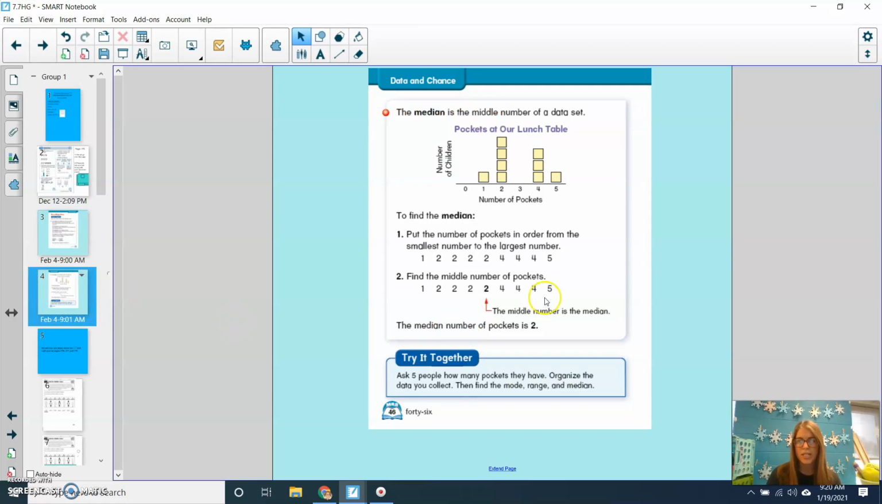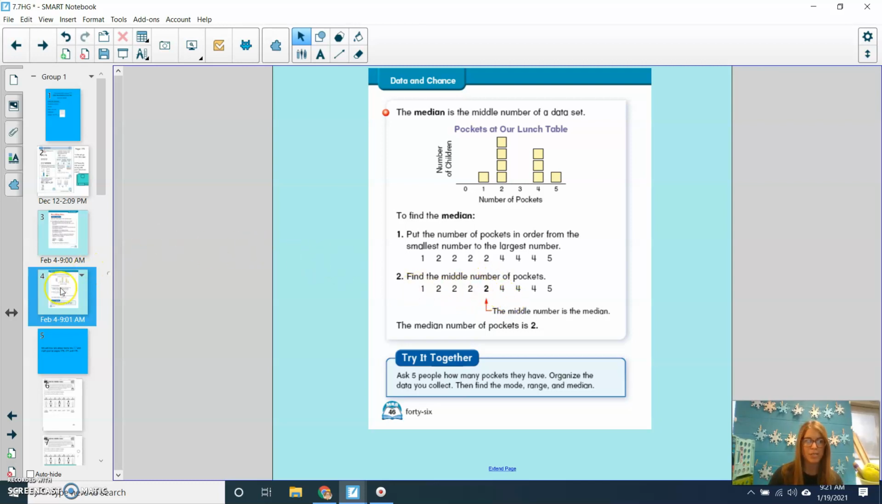Now the one that we're going to focus on today is the median. And the median is the middle number of a data set. So the first thing we need to do is put those numbers in order from smallest to largest. And sometimes we have more than one of the same number. Notice how they had 4 2s, so they listed 2 four different times. Then what I like to do is start crossing off my smallest and then crossing off my biggest. And I keep crossing them off until I only have one number left. So in this example, our median, our middle number, was 2.